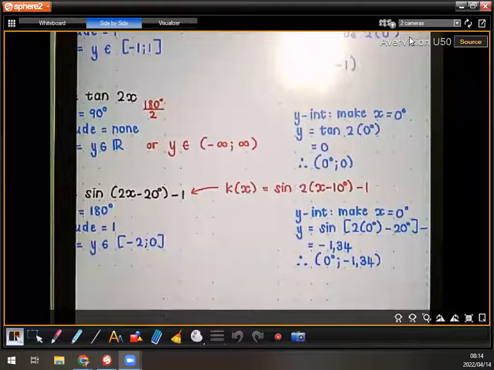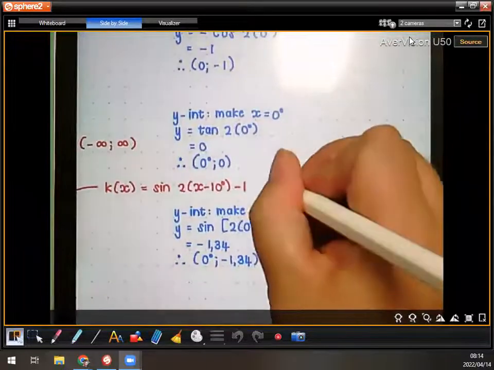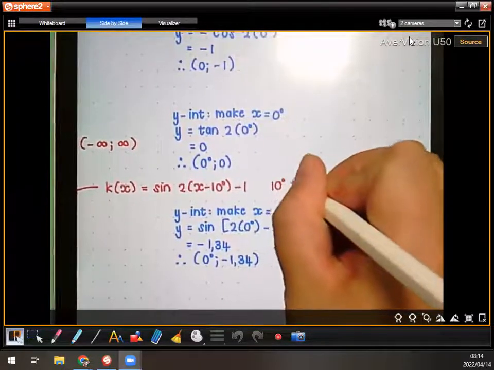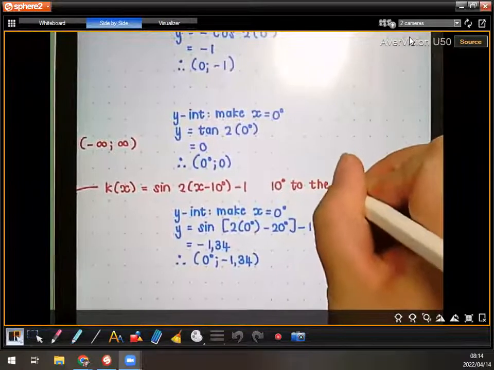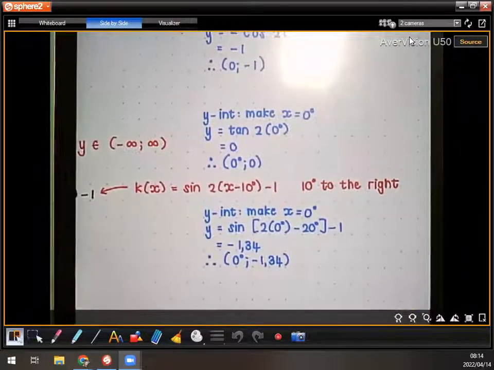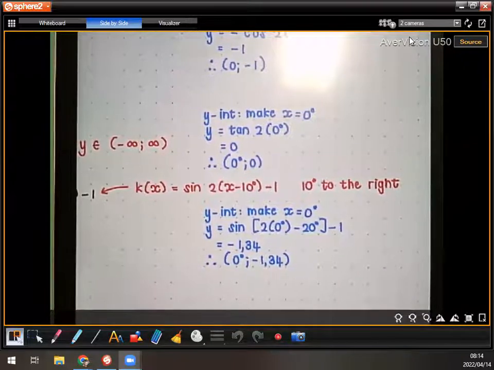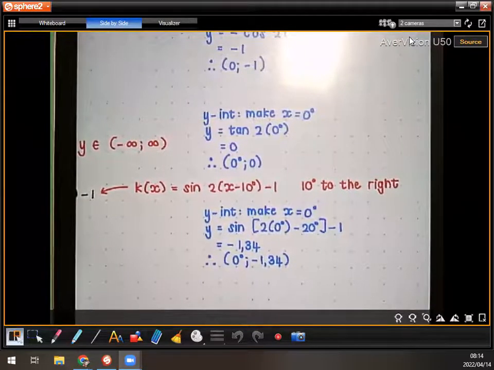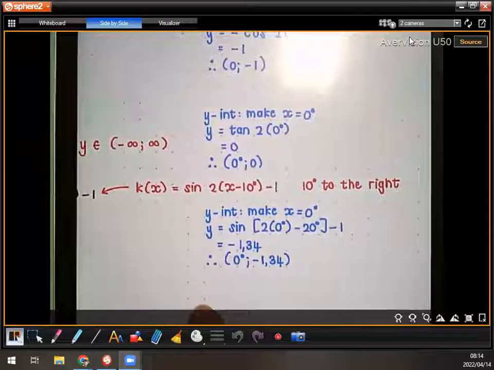Okay, so now if you wanted to use the table function, what shift is happening here, right? Is it an x minus thing? Remember, there's an x minus, it's shifting in the positive direction. So this is shifting 10 degrees to the right. So again, we need to think, what is the normal starting point of a sine graph? 0, 0, right? Yes, but when we take the 2 off, it becomes a 10. Okay, so that's the thing that we haven't looked at before.